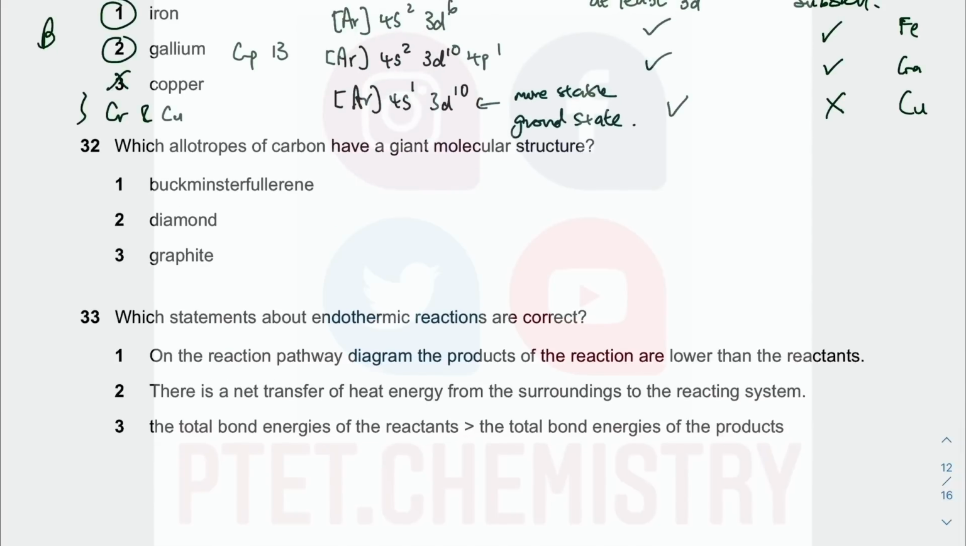Next bit, which allotropes of carbon have a giant molecular structure? So C60 is simple molecular. It exists as a discrete molecule. It's part of your case study under state of matter. Okay, so this is not giant molecular. Diamond and graphite are giant molecular. So there's option C.